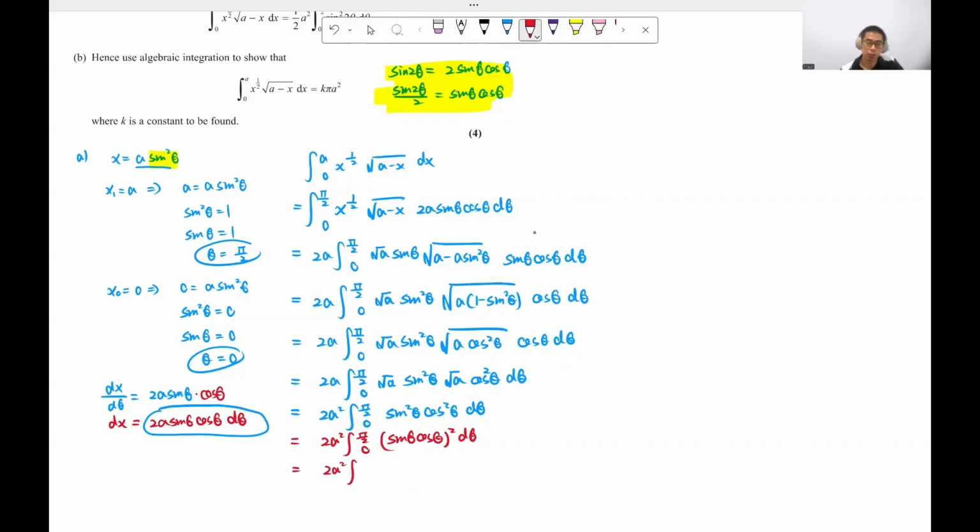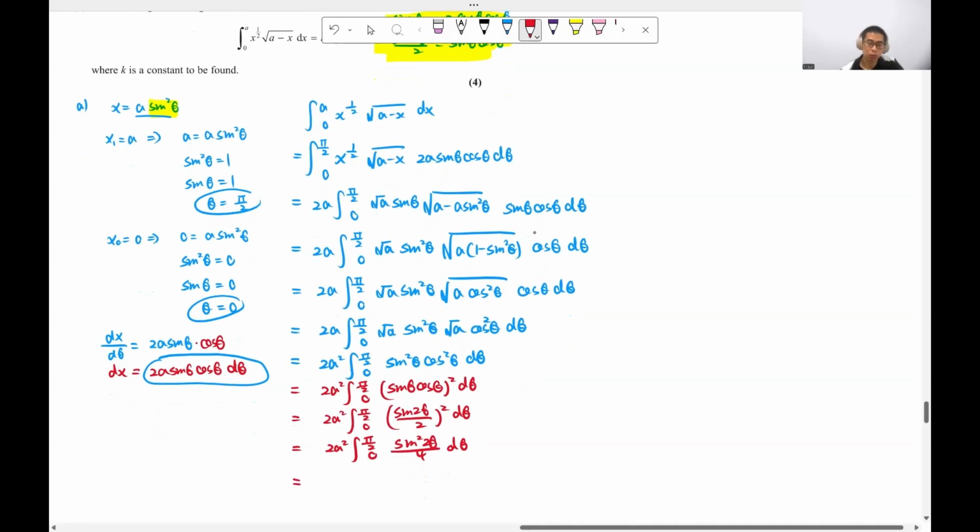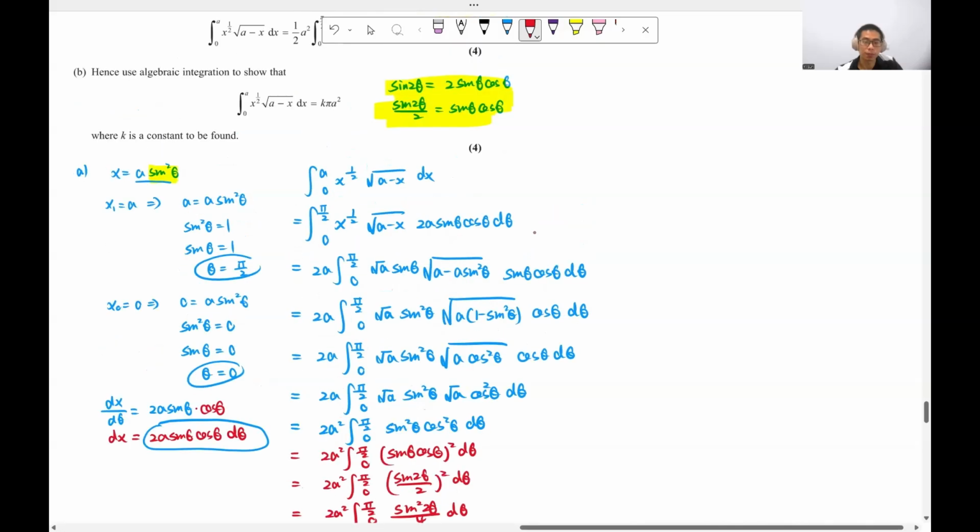into 2a square, integral from 0 to pi over 2, of sine 2 theta over 2 all squared d theta. So which is 2a square, integral from 0 to pi over 2, of sine square 2 theta over 4 d theta. So then take out 1/4. So 2 times 1/4 is just 1/2. So we have a square over 2, integral from 0 to pi over 2, of sine square 2 theta d theta. So that would be the answer for part A.